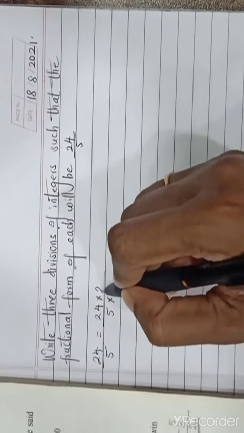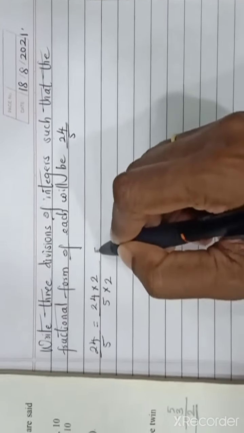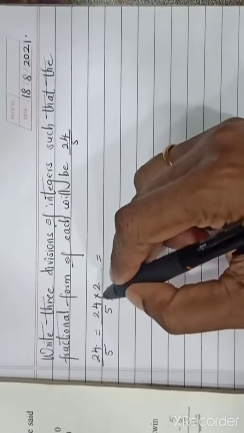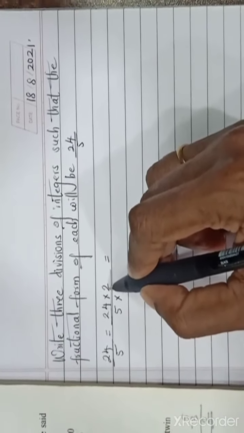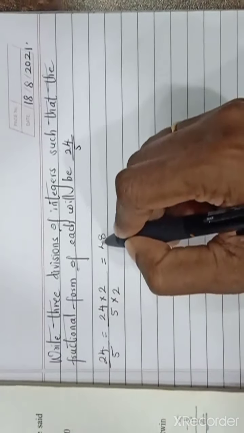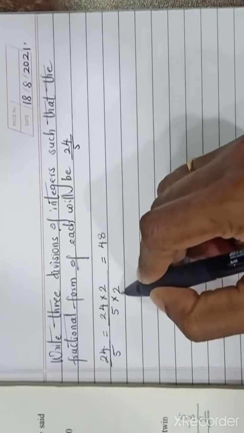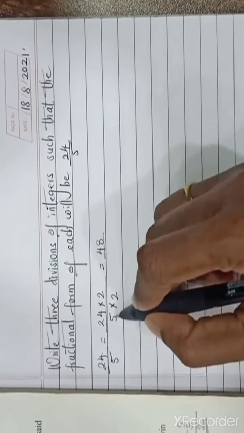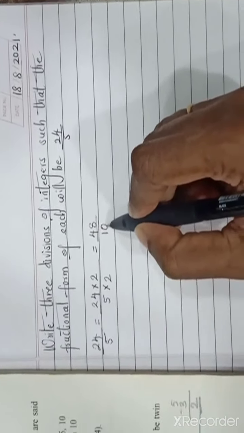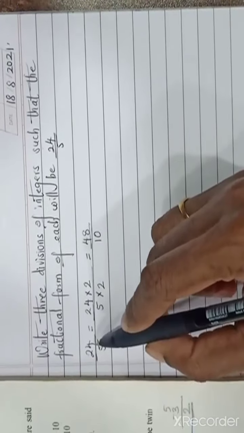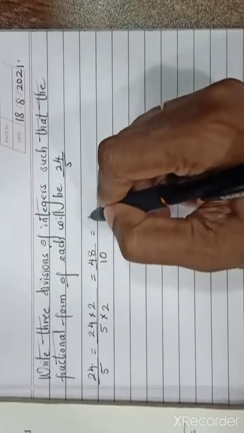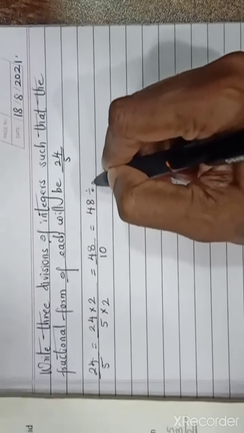So now I will multiply both numerator and denominator with the same number. I'll take 2 now, which is smaller. So 24 2s are 48. If you don't know that, see here the multiplication: 2 4s are 8, 2 2s are 4. So 48 we got upon 2 5s are 10. Now the fraction form we got, 48 upon 10, which is equal to the given fraction, that is 24 upon 5. So now this we will arrange in the division form, that is 48 divided by 10.